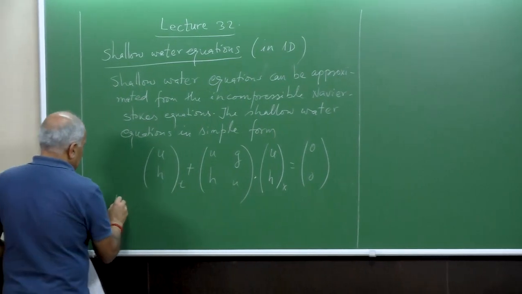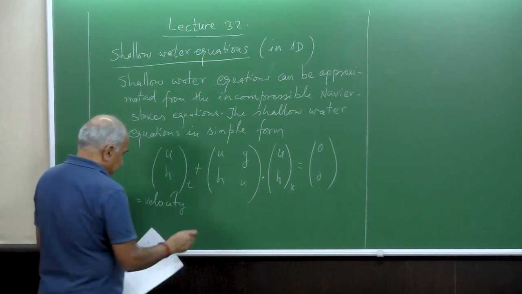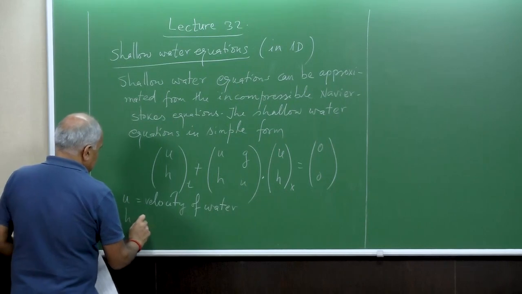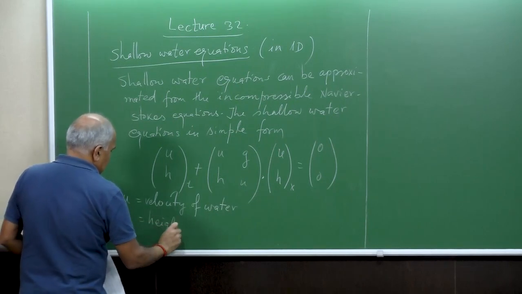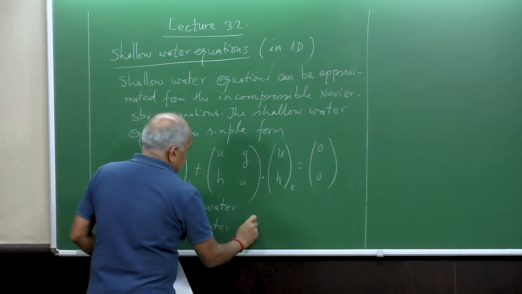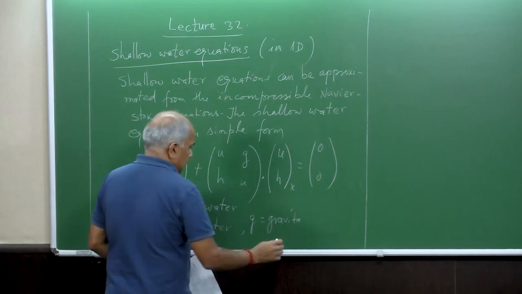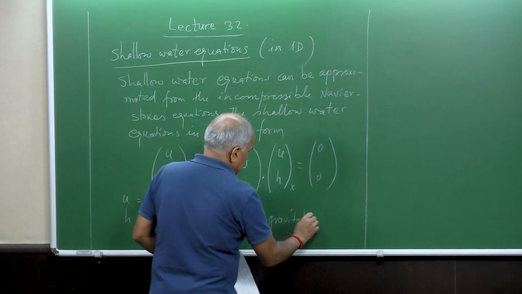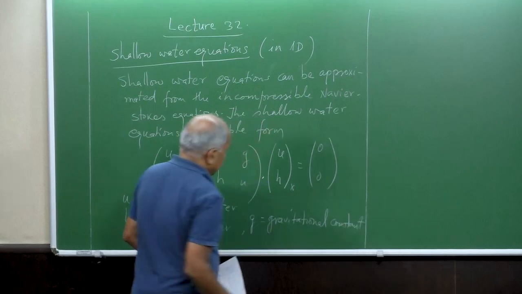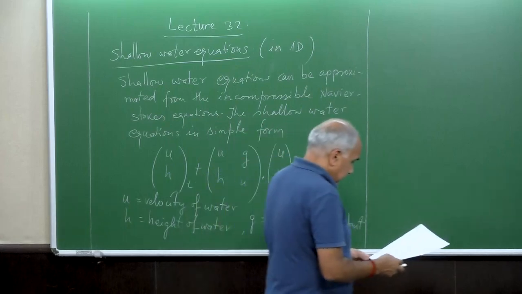Here u is the velocity of water, h is the height of water, and g is the gravitational constant. So it is given, for example, minus 9.81. So this is given.